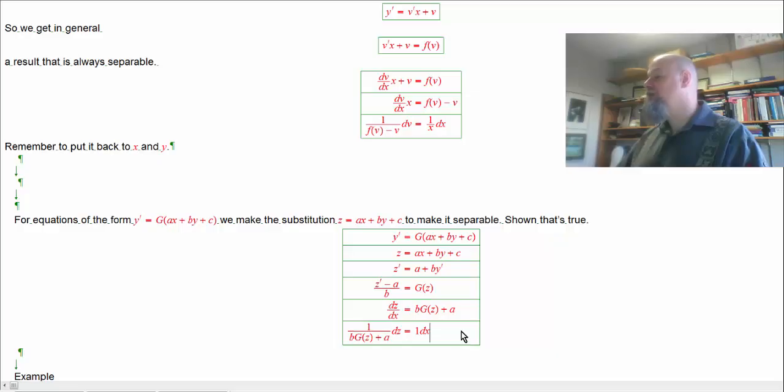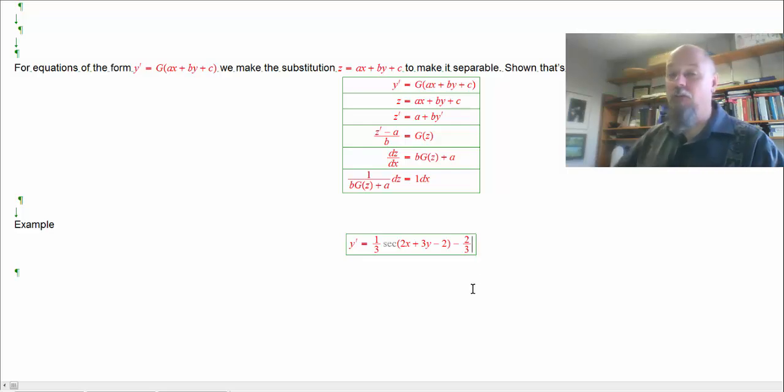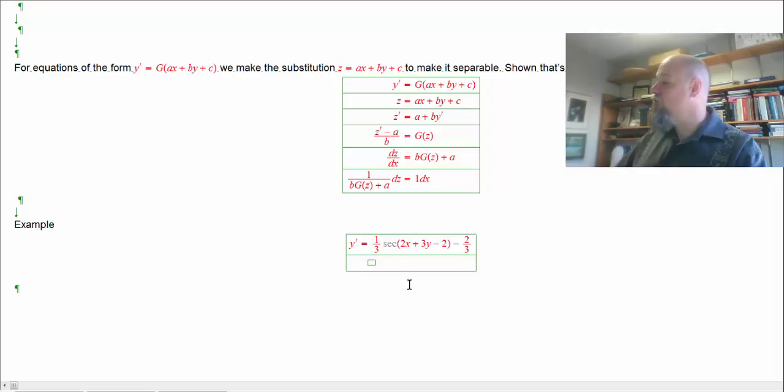Integrating the z side, well, that could be difficult, but it is separable. All this is showing is that if I make this substitution, a separable differential equation results. Let's try this with an example, a less involved example than our homogeneous example. So I see that it's a function of a line. Here's my substitution, I'm going to let z equal the line. I need to differentiate my substitution, so z prime is equal to 2 plus 3y prime.